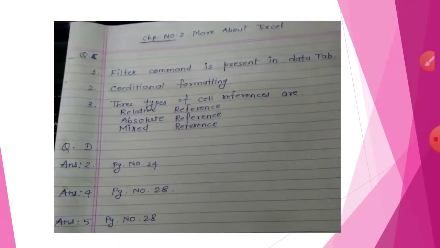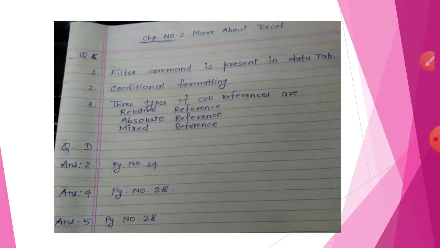Now question number C. Question answers, it is answer in short. Where do you find the filter command? The filter command is present in the data tab. Second, name the command used to format the cells according to a specified condition. It is conditional formatting. Third, name the three types of cell references. The three types of cell references are relative reference, absolute reference and mixed reference.